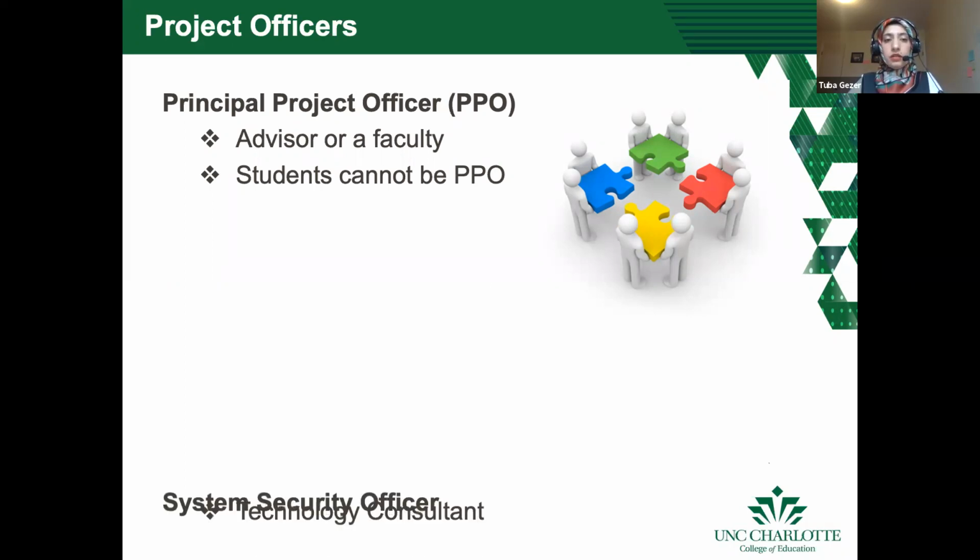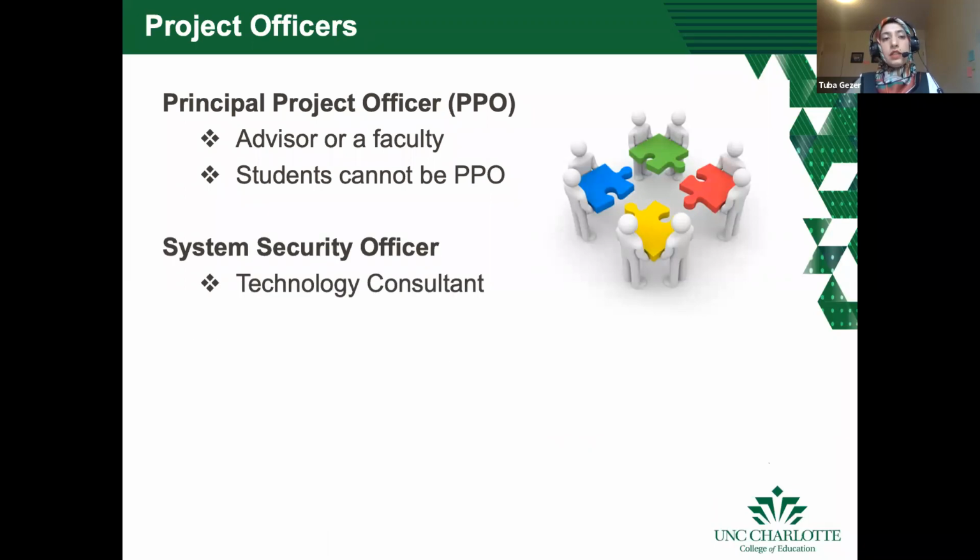Another one is the system security officer, and that person will help you with your computer because that computer cannot be connected to the internet, and there are certain requirements about the computer, like virus protection and etc. So that person is going to support you on the technical side. Anything about your computer, your system security officer will help you with. The title in my institution was technology consultant, and those titles can change from institution to institution. So you have to find the right person to support you in this process.